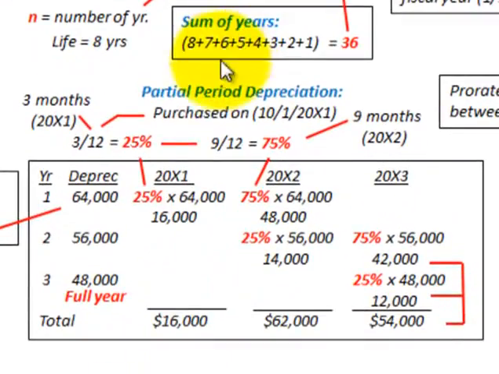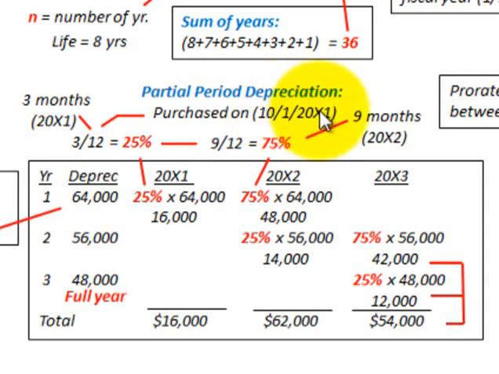So let's go down and look at what we would do in step 2 to determine our partial period depreciation. Remember, this piece of equipment was purchased on 10/1 of 20x1. So we have to prorate our depreciation expense between periods, because we're going to be moving from year 1 up through year 8. I'm just going to show 3 years here. You get the idea how we do our partial period calculation.